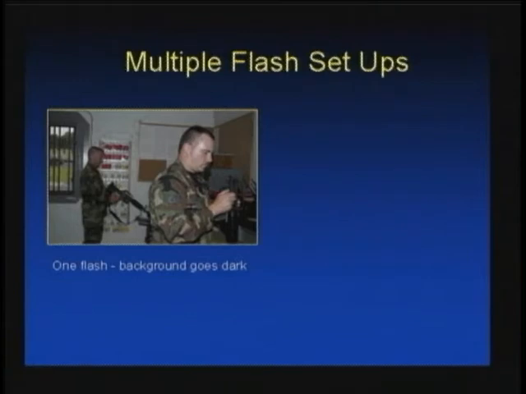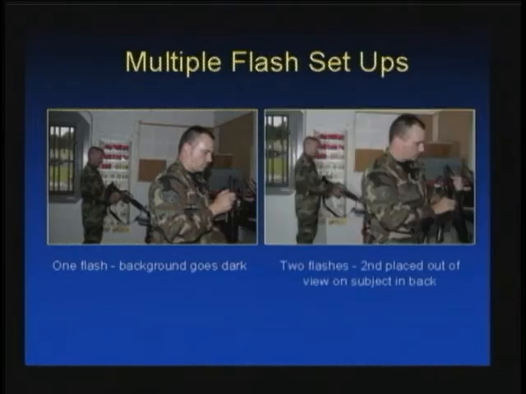I could have gone to slow sync and brought up the ambient light level, but I was in a room that was heavily fluorescent lit. I would have been lit green in the background. So my only choice here was to place a second speedlight, and this time it was on the floor, slightly behind the Master Sergeant in the front, pointed at the sergeant in the back, and we lit him with multiple flash. Very simple 2-light setup that balances the foreground light with the background lighting.